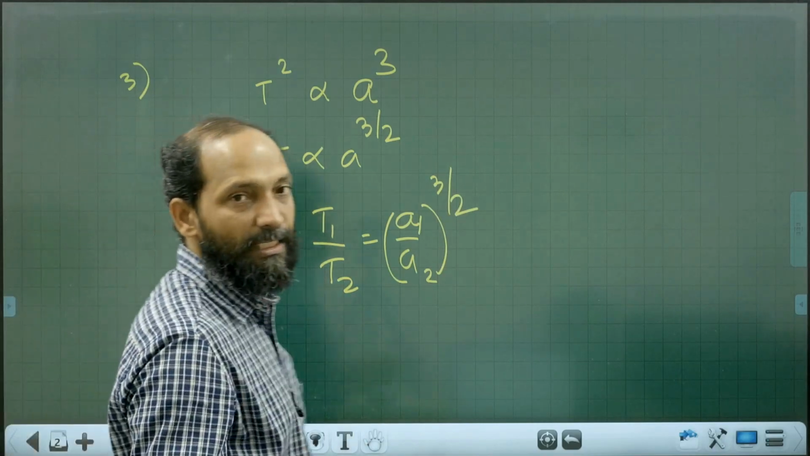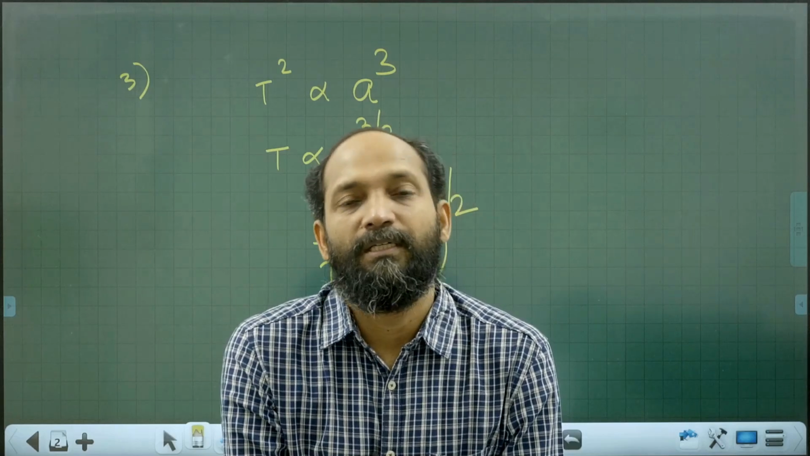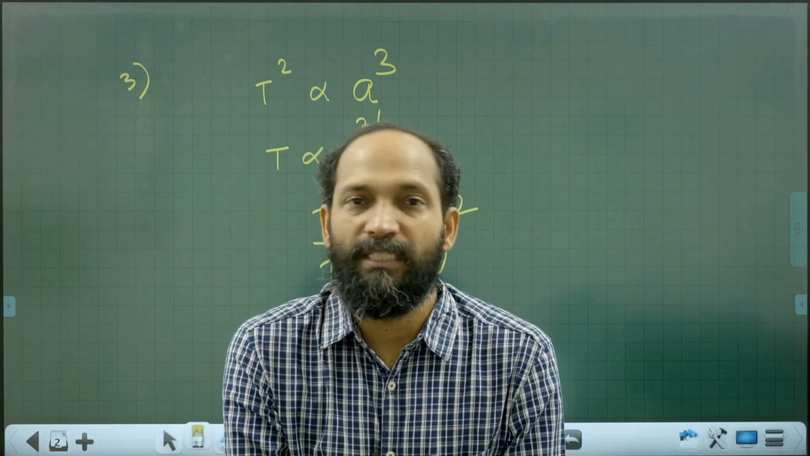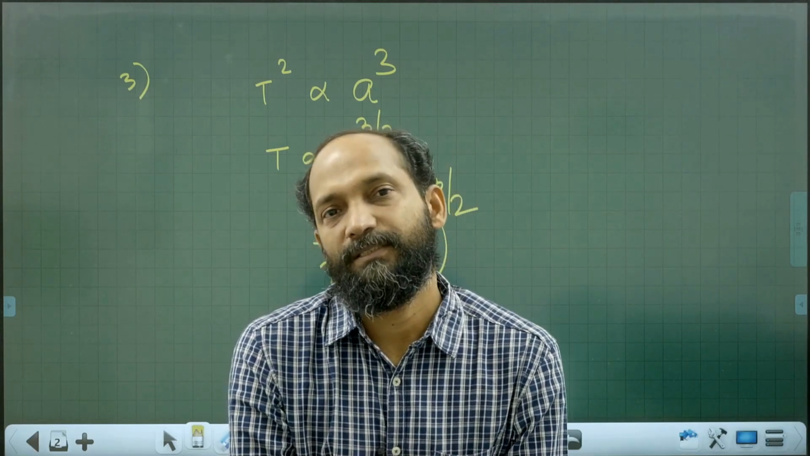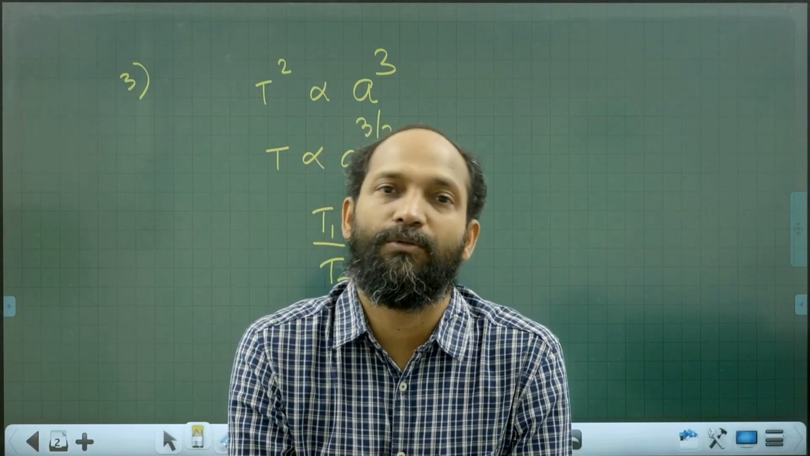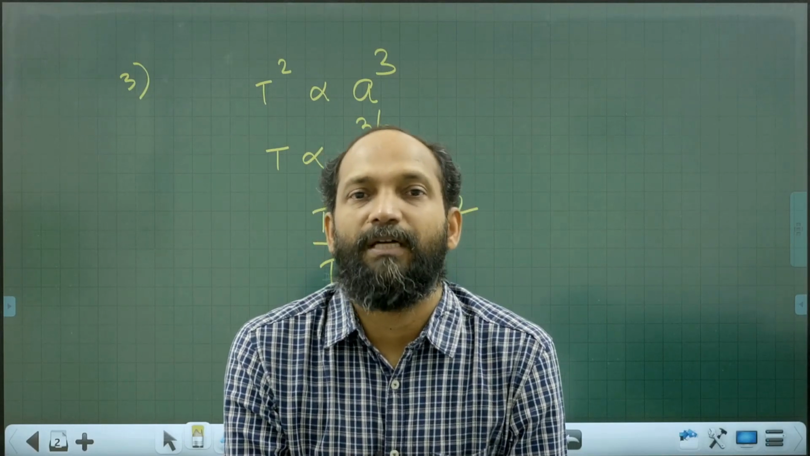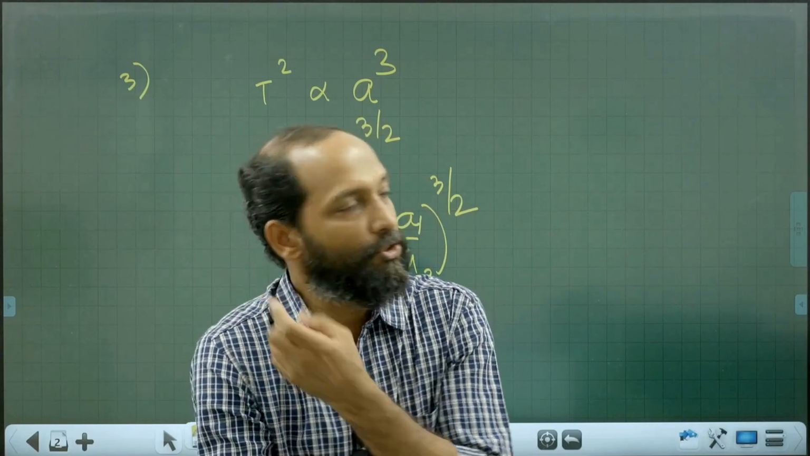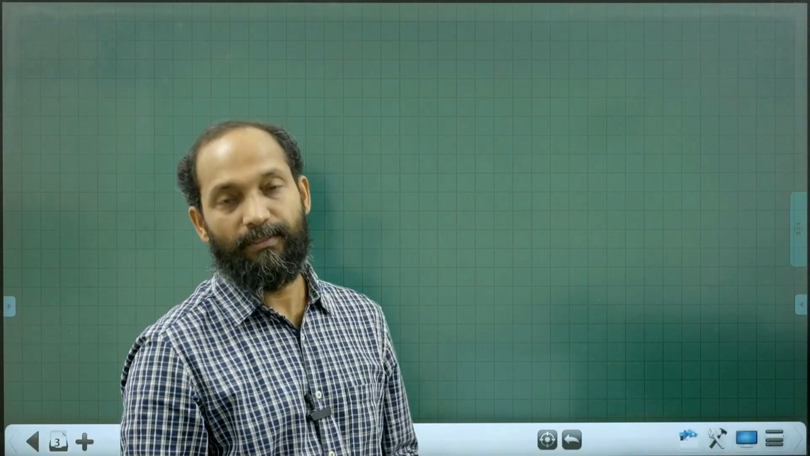So these three laws: Kepler's first law, law of orbits. Second law, law of areas. Third law, law of periods. This builds up the foundation of gravitation, chapter gravitation. The next topic we have to go through is Newton's law of universal gravitation.